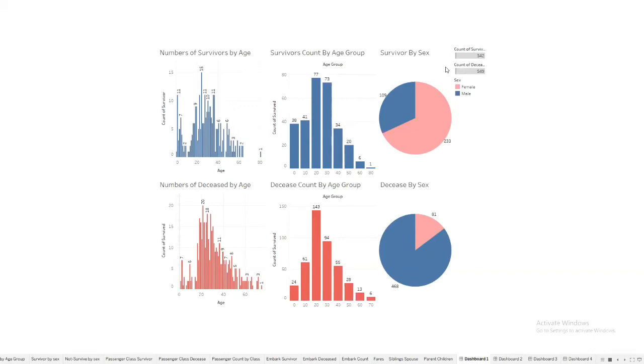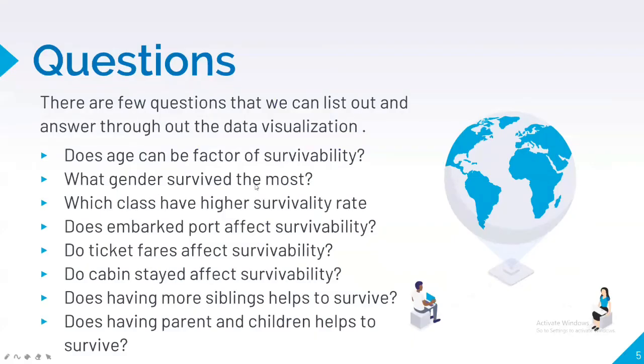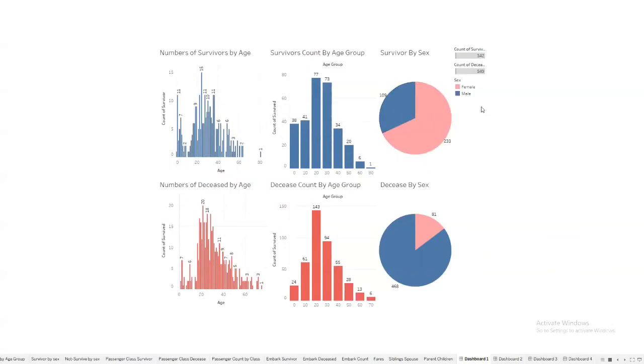So next question, what gender survived the most? From this data visualization, we can see that females survived more than males, while males have a higher death count than females.